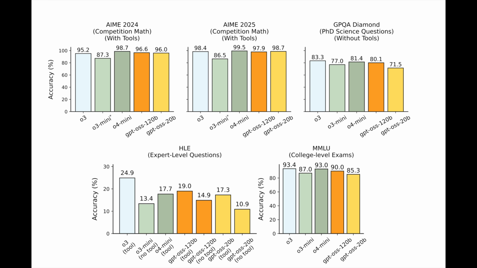OpenAI's own evaluation points out that the bigger model performs just as well as the commercial o4-mini model, depending of course on the benchmark, and the smaller 20 billion parameter model performs on par or even better than the o3 commercially served model. So this is pretty impressive.